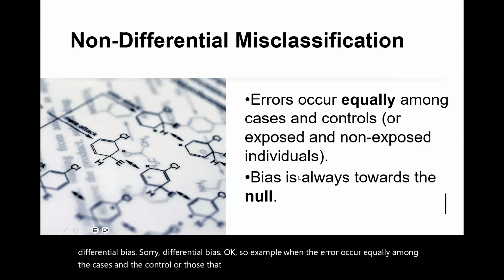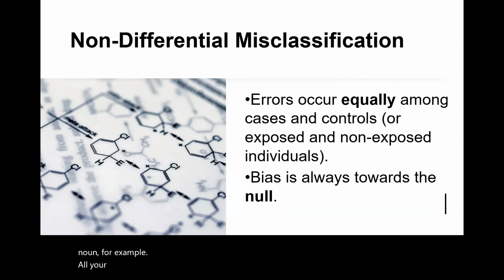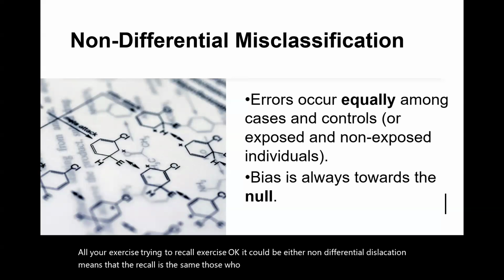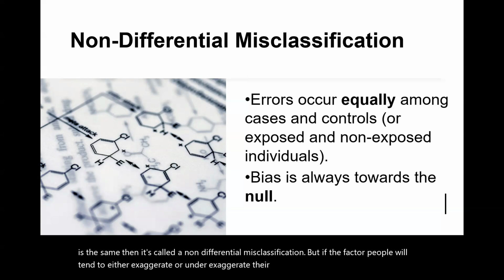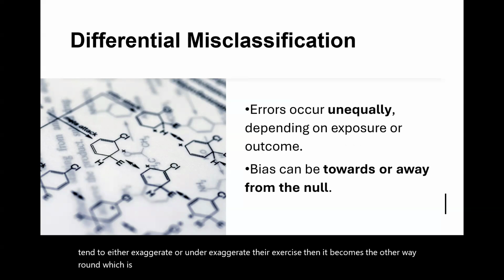For example, when the error occurs equally among the cases and the controls, or those that are exposed and not exposed, the bias is always towards the null. For example, trying to recall your exercise. It could be non-differential misclassification, meaning the recall is the same. Those who are fat and those who are not fat, their recall rate is the same. Then it's called non-differential misclassification. But if fatter people tend to either exaggerate or under-report the exercise, then it becomes the other way around, which is differential misclassification, meaning the error occurs unequally.